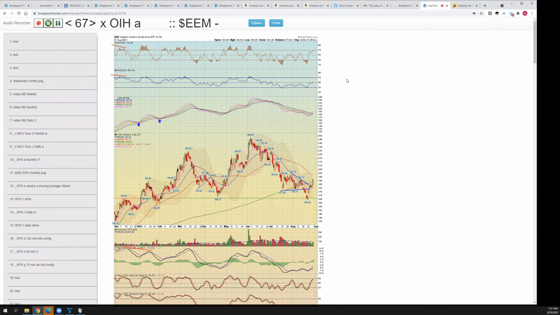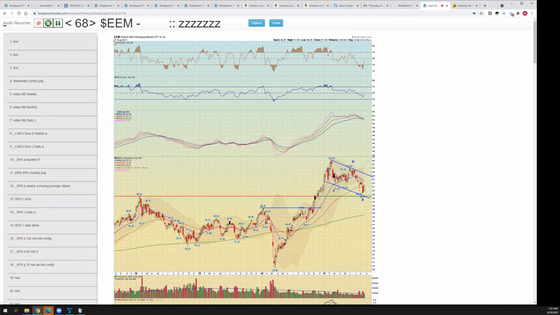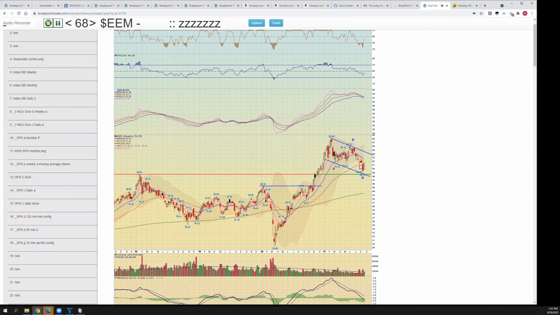Next, chart 67, oil services. Really nice recovery there. Finally, chart 68, emerging markets. Want to watch this. So emerging markets, you can see it's been in this potential ABC correction all year long. So while US markets have been rallying up, this has been in correction mode.